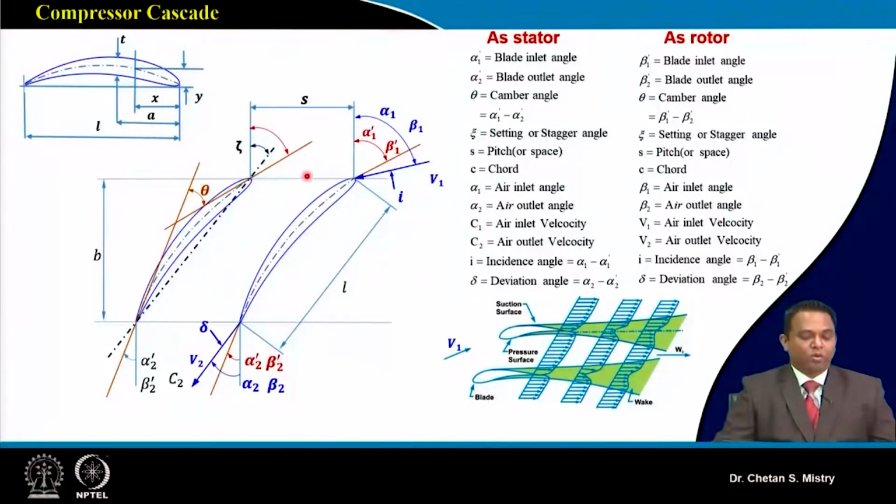Now we have introduced new angles other than alpha and beta. We have introduced angle theta, which we have defined as the camber angle. We have introduced angle zeta, which is my stagger angle. We have introduced the incidence angle, and we have introduced a new angle, the deviation angle. We will be discussing all these aspects in detail.